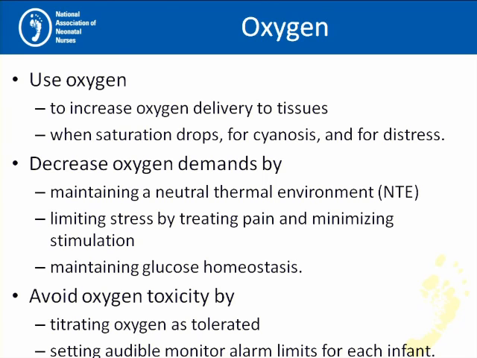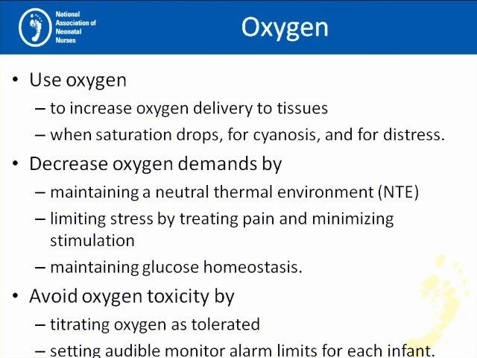Research is inconclusive about normal oxygen saturations. Follow your unit protocol. General guidelines are as follows. For infants weighing less than 1,500 grams, maintain SpO2 levels between 88 and 92%. For term infants, maintain SpO2 levels between 90 and 95%. For acutely ill infants, maintain saturation between 87 and 95%.